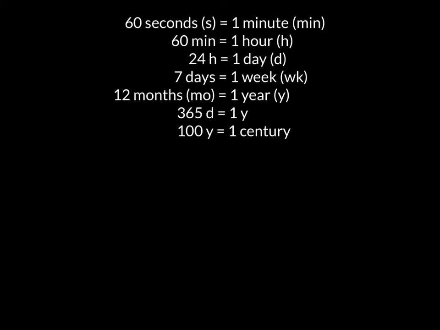Here are all of the standard conversions for time. So go ahead and jot these down so that you have them in your notes. 60 seconds equals 1 minute. 60 minutes equals 1 hour. 24 hours equals 1 day. 7 days equals 1 week. 12 months equals 1 year. 365 days equals 1 year. And 100 years equals 1 century.